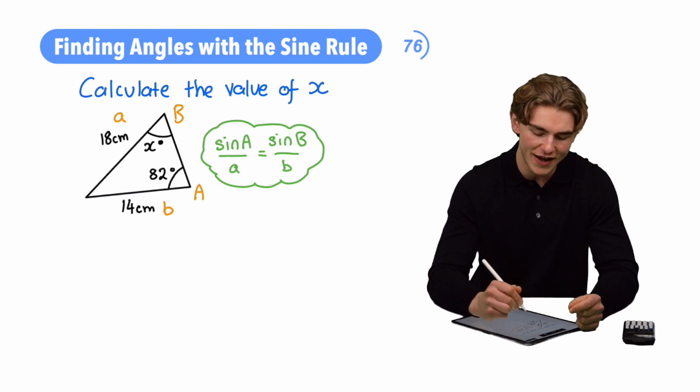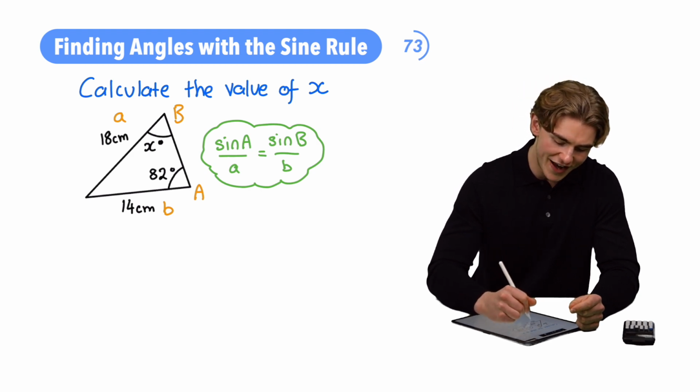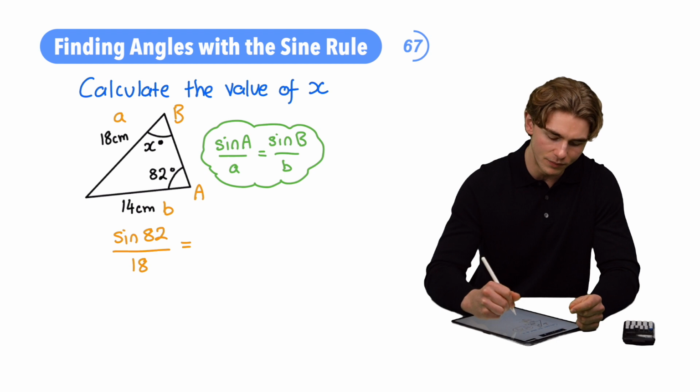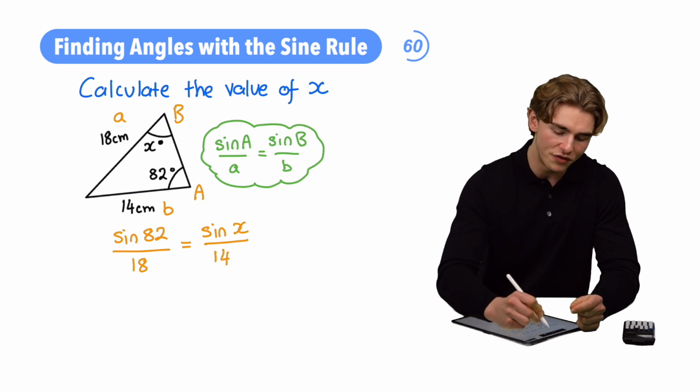What can we do now, guys? We can substitute in our values to our formula. We have sine A, so we have sine of 82, over lowercase a, so we have 18, and that's going to be equal to sine of B. B is our x, so we have sine x, divided by lowercase b, that's going to be 14. Now, guys, we want to get x on its own.